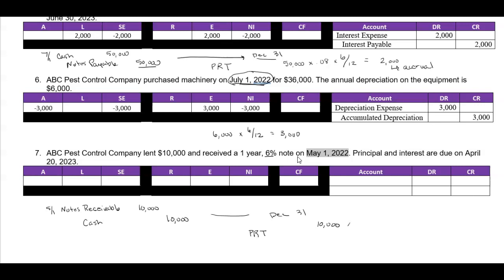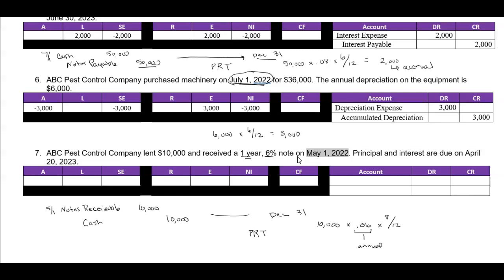So 10,000 times rate of 6% or 0.06 times time. This is a 1-year note. Although we have not held it for a full year, we signed it on May 1st. So we're going to count all of May, June, July, August, September, October, November, and December. So we've held this note for 8 out of a possible 12. Now the 12 is not because it's a 1-year note. The 12 is because interest is always an annual rate. This could be a 12-year note and we would still use 8/12.